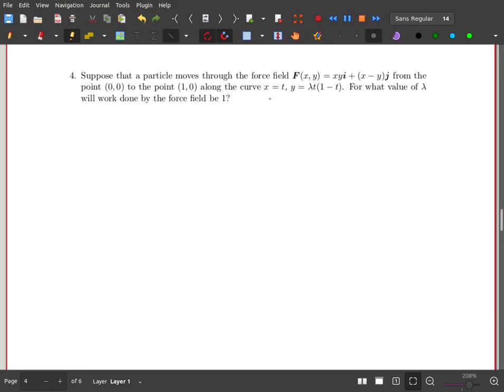So lots of information that we're given. We're given a force field, that's the equation there. Now we're told how the particle is moving, what point to what point, and what the curve is. Then the question is asking us to determine what value of lambda, because the curve is in terms of lambda, will make the work done by this force field be 1.